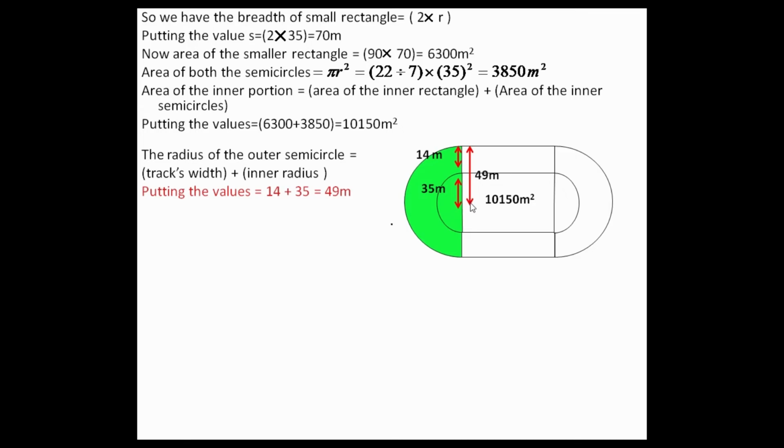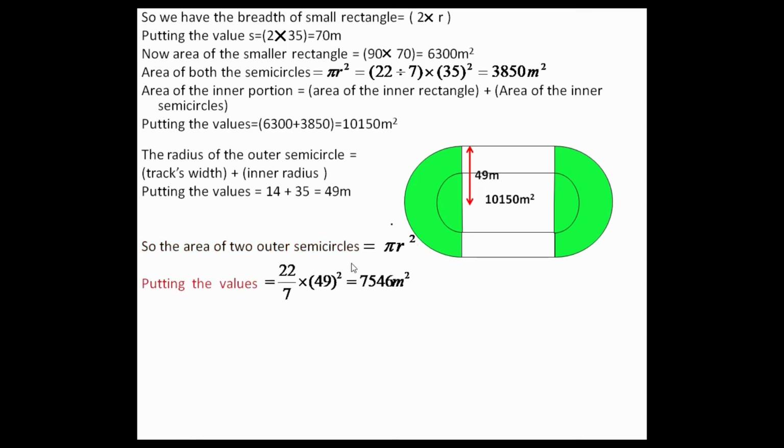It's easy to carry out the area of these two large semicircles now. So the area of the two outer semicircles will be pi r square. I have already explained how I carry out the formula. These two semicircles will form a complete circle, and we only have to apply the formula for the area of a complete circle, which is pi r square. So pi's value is 22/7. We have carried out the radius 49 meter. We have got the value, which means we have got the area of these two large semicircles. 7546 meter square is the area of these two large semicircles.